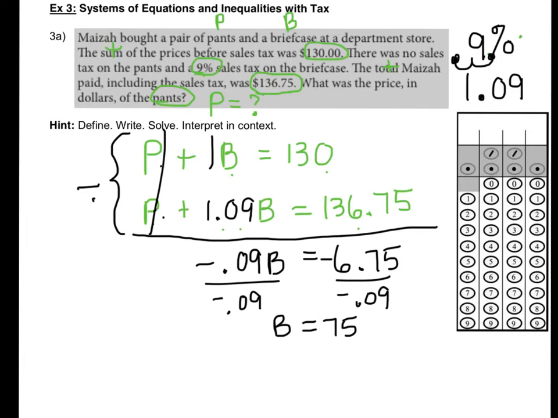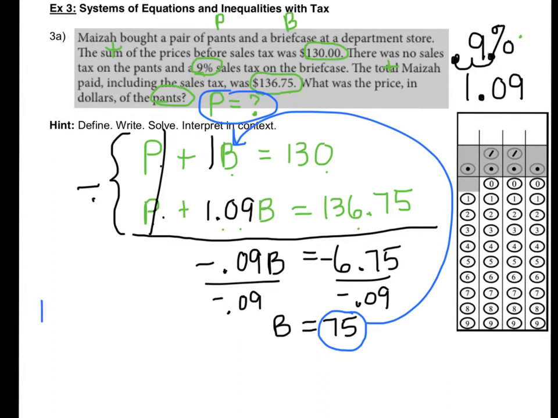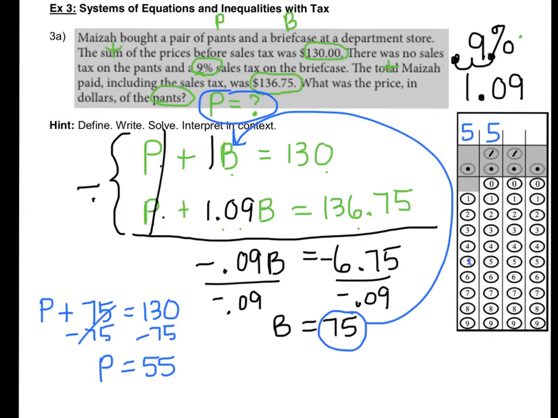What are we trying to figure out? We're trying to figure out what P equals. How much were the pants? So I'm going to take this 75 for B, and I'm going to plug it in right here. So the equation is P plus our 75 equals 130. So when you take away 75, you get that the pants cost $55. So we put a 5, bubble in the 5, bubble in the 5, and we're done.